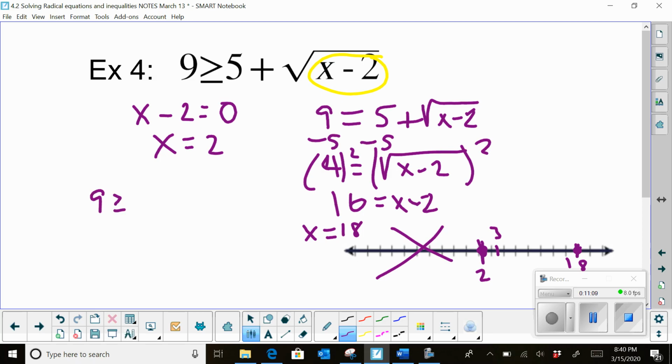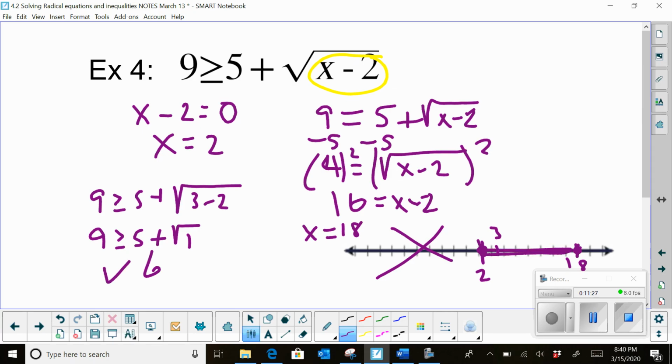9 is greater than or equal to 5 plus the square root of 3 minus 2. So that means 9 is greater than or equal to 5 plus the square root of 1, which is 6. And 9 is greater than or equal to 6, so that's true. So we're going to shade between. I know that's going to work.